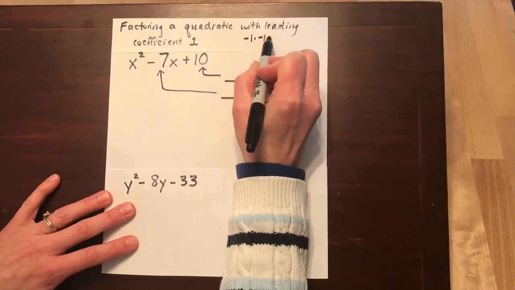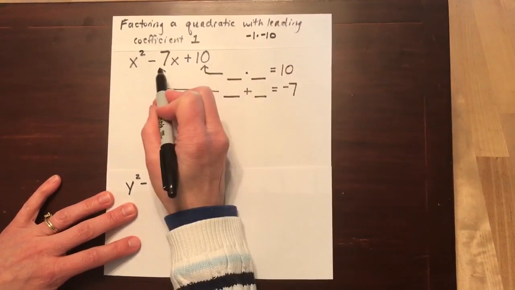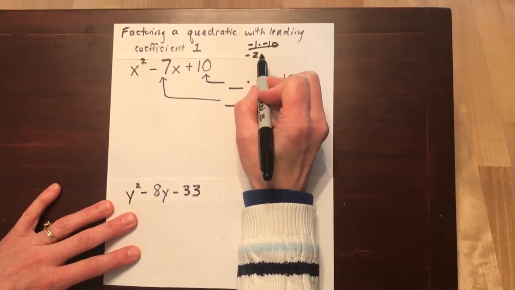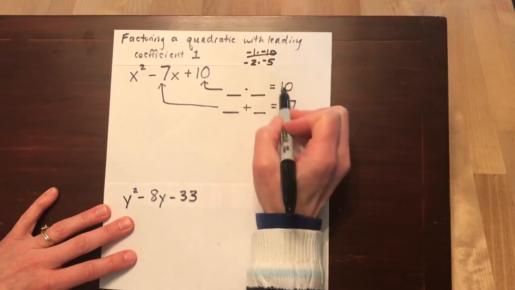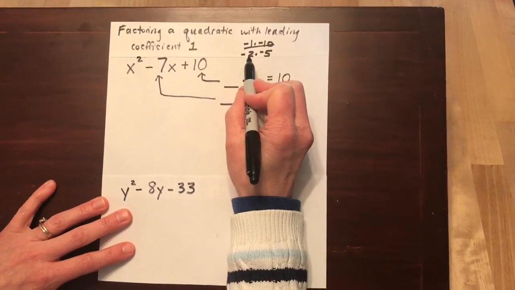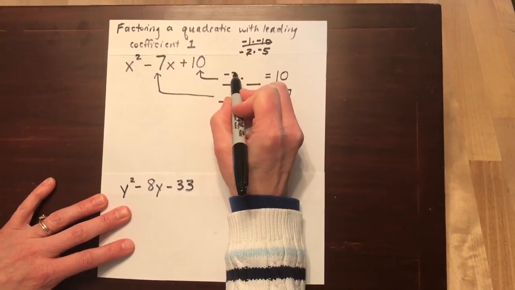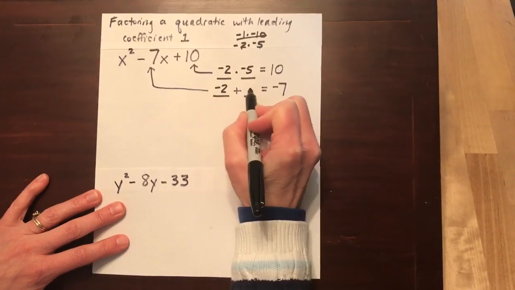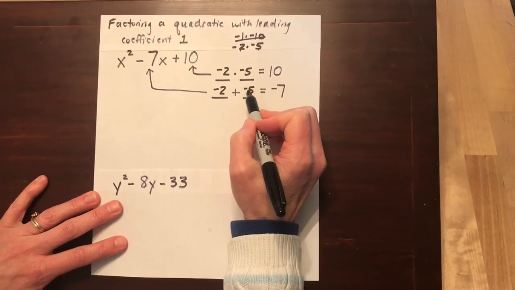-1 times -10, but when I add those, that would be -11, so that's not going to work. I could try -2 times -5, and that would multiply to 10, and -2 plus -5 would add up to -7. So it looks like those are the two numbers that will fit both of my requirements. So here's what I do with those numbers.